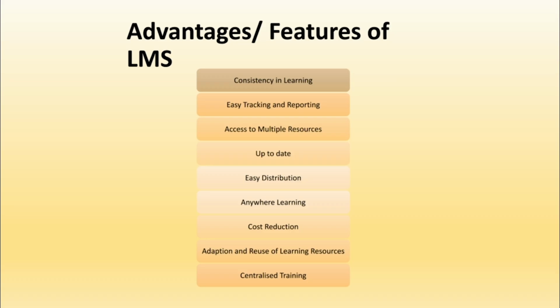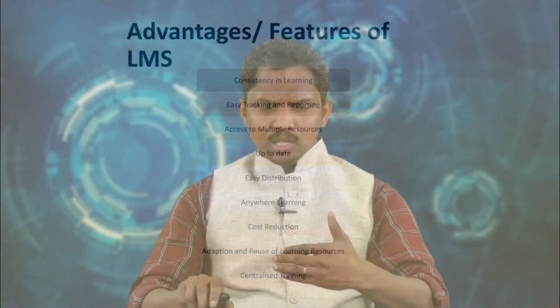Now, some of the advantages, as you can see: there will be consistency in learning, and you can track students' progress. There are multiple resources; in an LMS we give audio resources, video resources, and teaching learning materials like text. It can be a Word text, a PDF, anything. So students get different types of resources for learning. This will be up to date: whenever there is a change in the learning content, it can be easily updated. It is easy for distribution, and anywhere learning is possible.